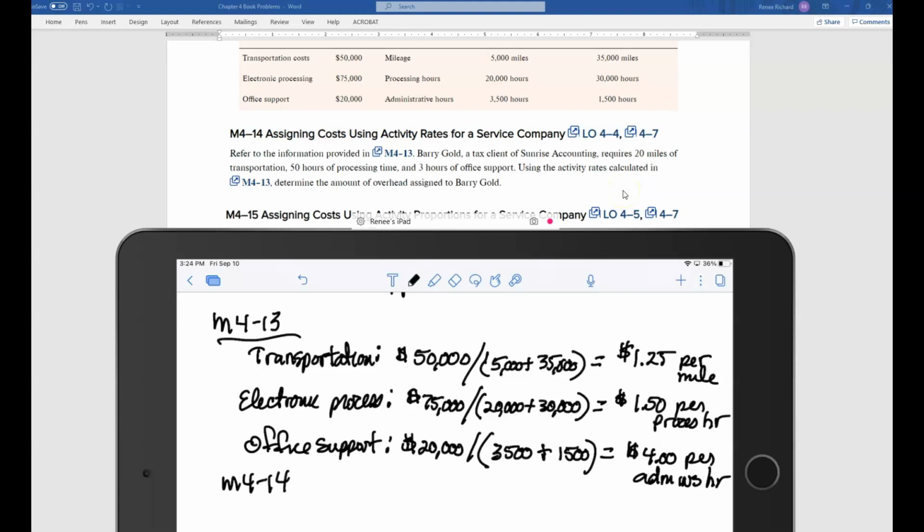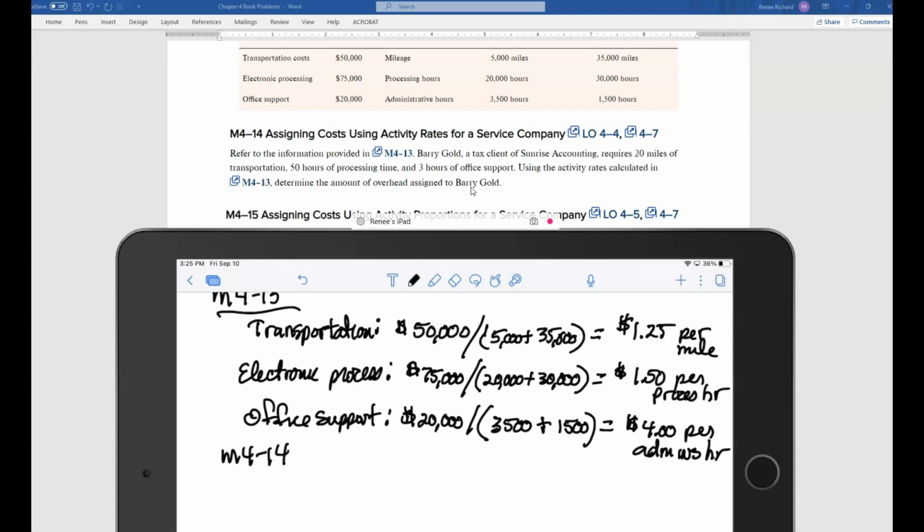M4-14 asks us to allocate the rates and figure out a cost assigned to one of our tax clients, Barry Gold. So Barry Gold had some work done, and we need to bill him. So we need to know the amount of overhead to assign to his account. We can't wait until the end of the year because we want him to pay his bill now. So we need to allocate some overhead.